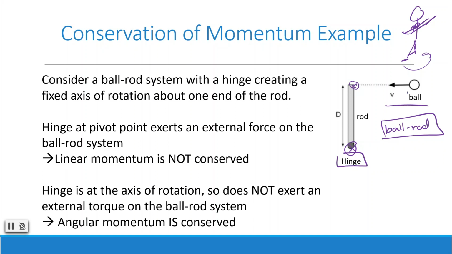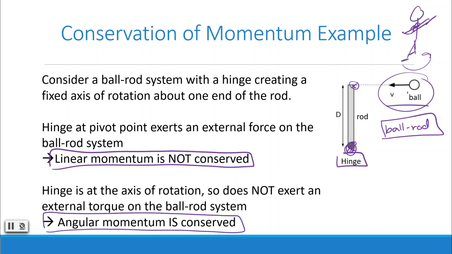The ball hitting the rod is internal. The rod hitting the ball is internal. The hinge on the rod is external. So linear momentum is not conserved. Whatever linear momentum this ball has at the start is not the same linear momentum that the ball is going to have at the end. Now, the hinge is the axis of rotation. So although that hinge is creating an external force, it's not creating an external torque. So angular momentum is actually conserved.